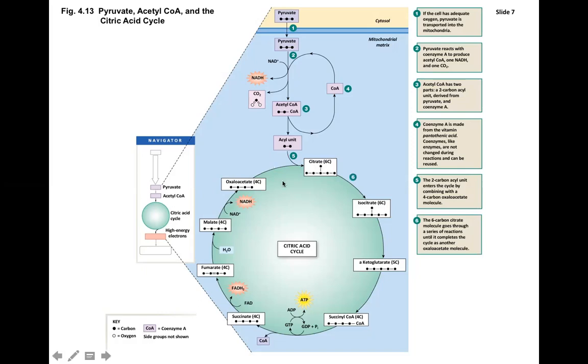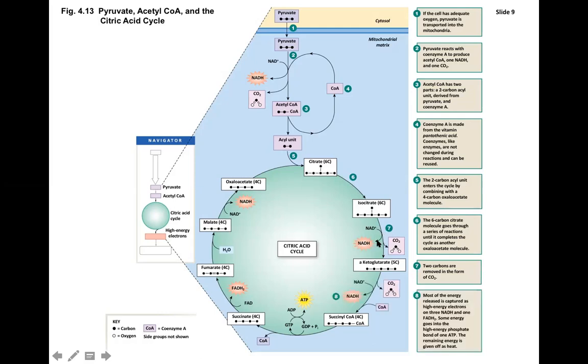So the 6-carbon citrate goes through a series of reactions. It goes from citrate to isocitrate, so this molecule gets changed slightly. And then from isocitrate, it goes to alpha-ketoglutarate. And in the process of being converted to alpha-ketoglutarate, there is another carbon dioxide released, and there's another NADH molecule produced.